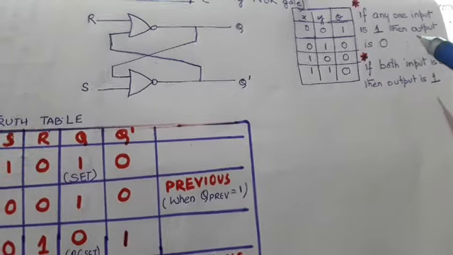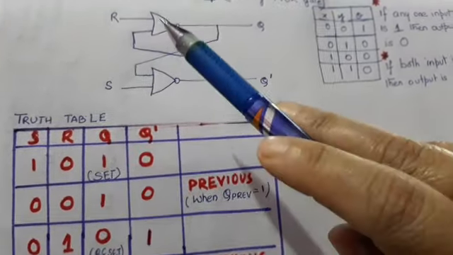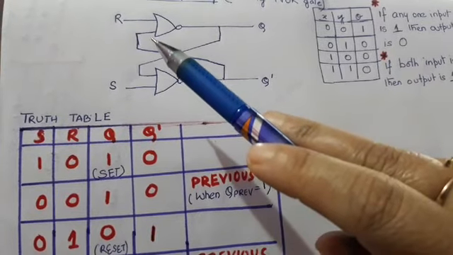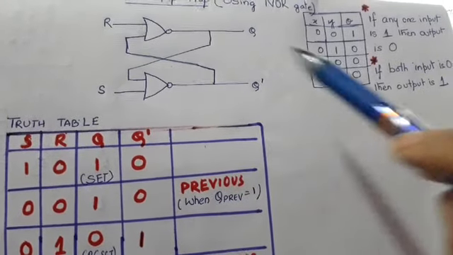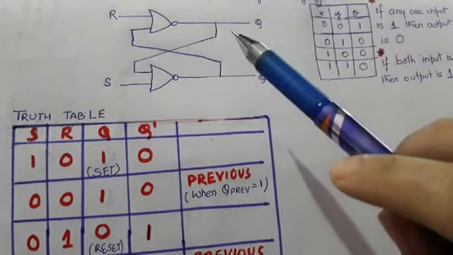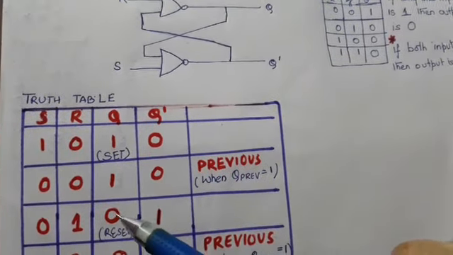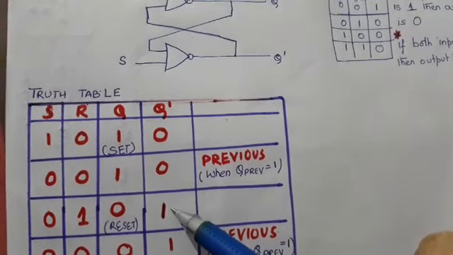So r is 1. And we know from the pattern that if any one input is 1, then output is 0. So that is why this time we are going to r. So r is 1, so we put 1. So irrespective of any value here, q will be 0 from this pattern. So when q is 0, we write that as 0, and reverse of that is q complement.